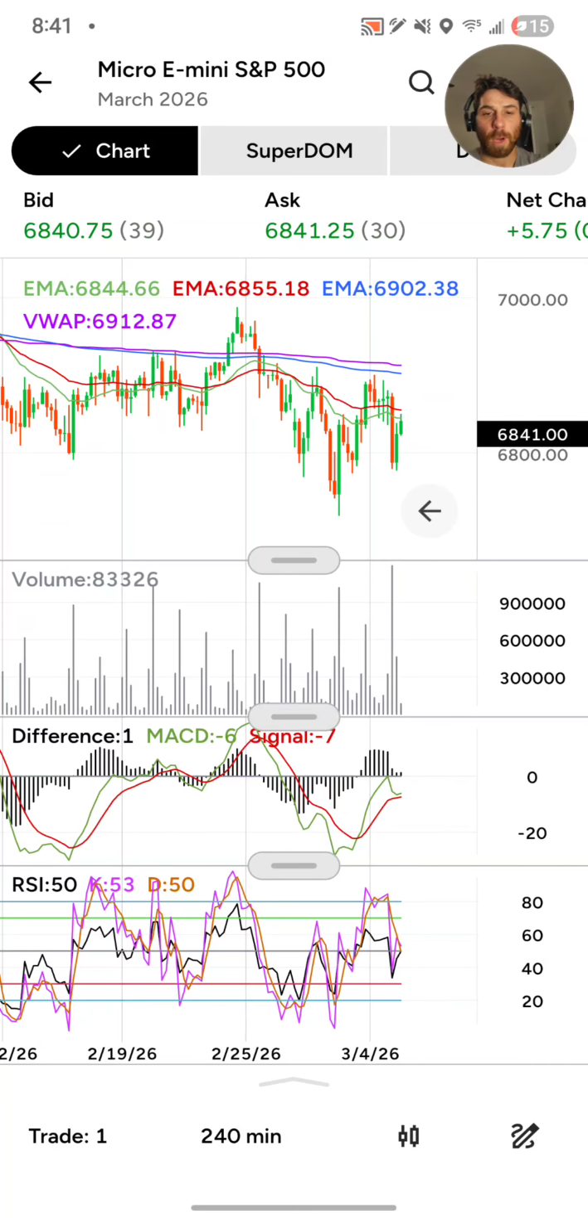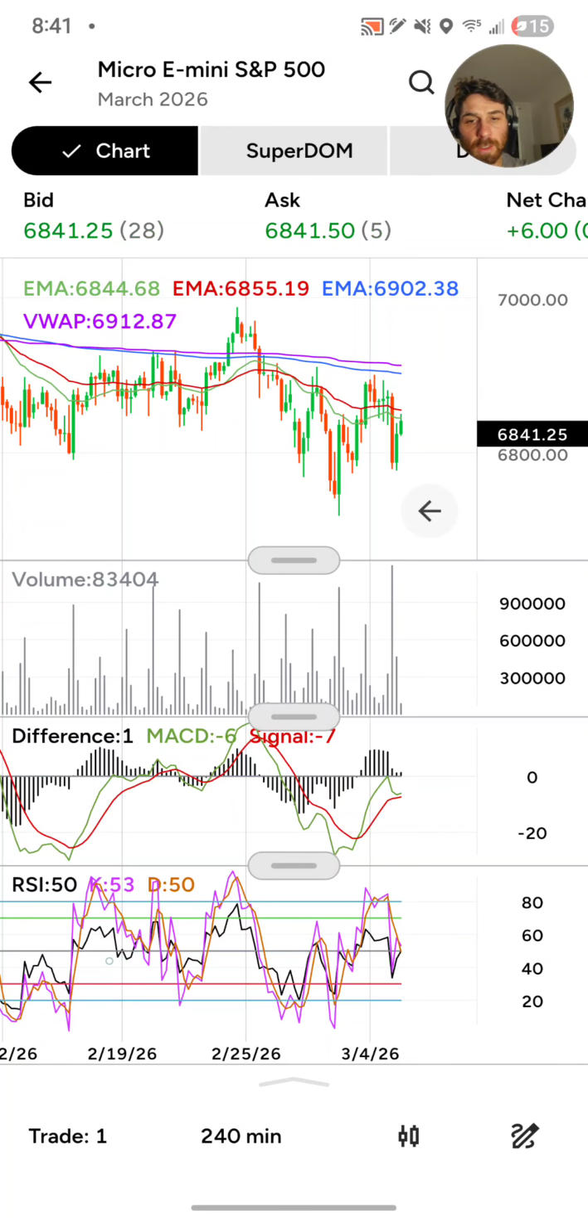Okay, where was I? Right, so there's 5 horizontal lines here. The green and the red are for the RSI. It's similar to the stochastics, except when the RSI is above the green, it's saying that it's overbought. And when the RSI is below the red, it's saying that it's oversold.